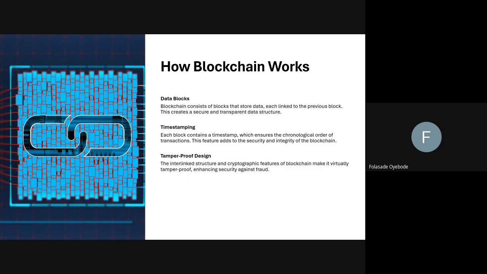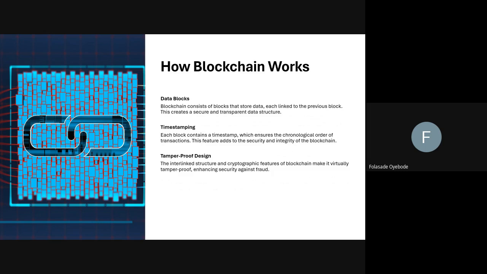Okay, blockchain operates like a digital chain of records where each record, or block, is securely linked to the previous one, and it creates a transparent and tamper-proof system. I like to break it down into three. The first one here is the data blocks.